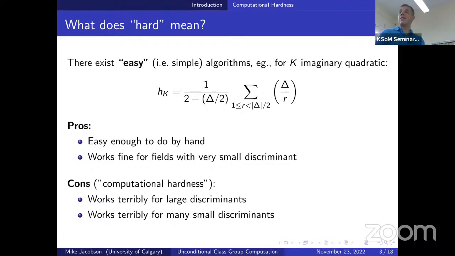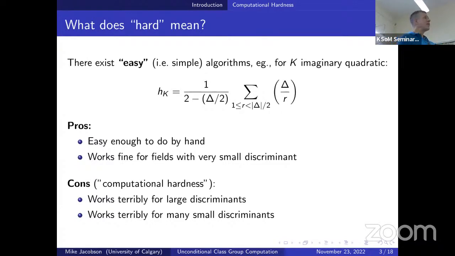And that works great, as long as the discriminant, as I'll show you, is reasonably small in the field. This is perfectly fine and quite efficient. The drawbacks of this, though, and this is where the computer science stuff starts coming in, is that it doesn't really help you because of the computational hardness of the problem. The reality is that if you implement this formula, it actually works terribly for large discriminants. It is way, way, way too slow.